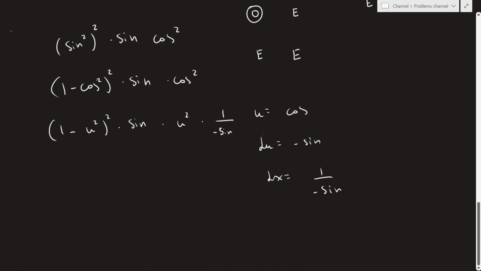Okay, let's erase this here. Move this to the side. Okay, now we can cancel negative sine and sine here. And what's going to be left is negative 1. So negative 1 times u squared here. You're going to multiply them, so it's going to be negative u squared.